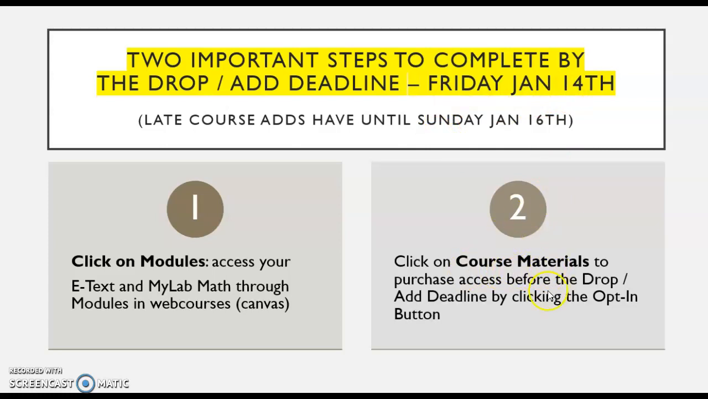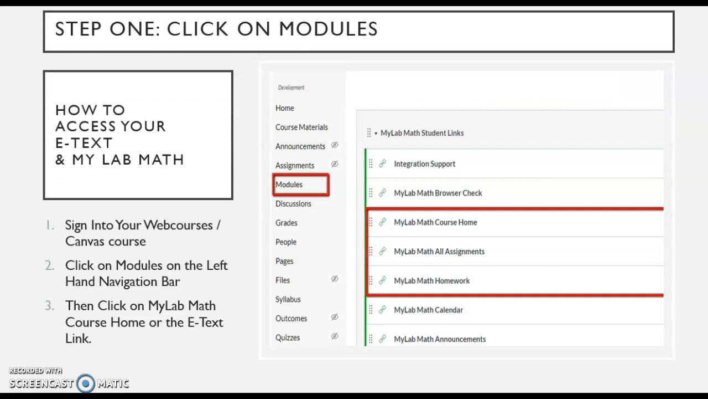This is where you're going to either opt in or opt out. If you opt in, you'll save about 30% off the national price. If you opt out and you decide to purchase later, it's going to be 30% more. And this all has to be done by the drop add period, which is Friday, January 14th, or if you're switching classes around, January 16th, which is Sunday.